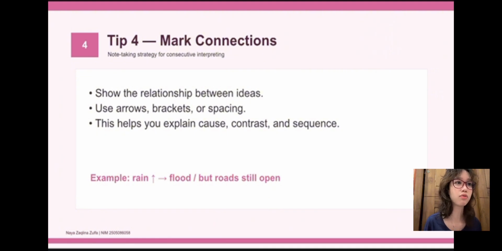For example, if the speaker says the rain increased, so the flood happened, we can write rain, up arrow, and right arrow, flood. If the speaker gives contrast, we can use "but" or the symbol for contrast. By marking connections, our interpretation will sound more logical and complete.